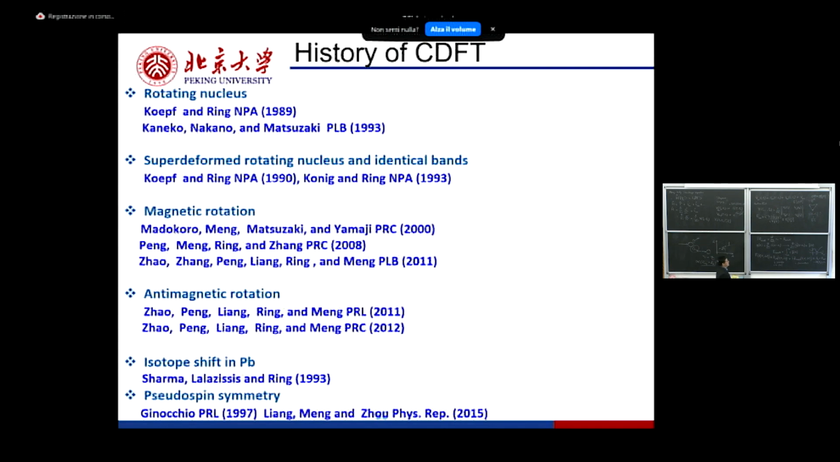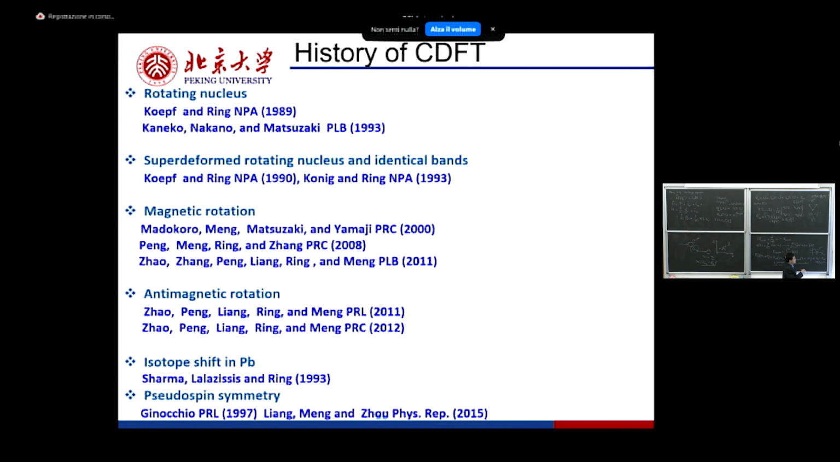And then after you study rotating nuclei, the development for superdeformed rotating nuclei and identical bands is a natural extension, right? And then magnetic rotation, yesterday I mentioned the rotation phenomena in near spherical nuclei, right? So rotating superdeformed identical bands, magnetic rotation, and also a new word which is called anti-magnetic rotation, right? Anti-magnetic rotation, if we have time, we will come back to this.